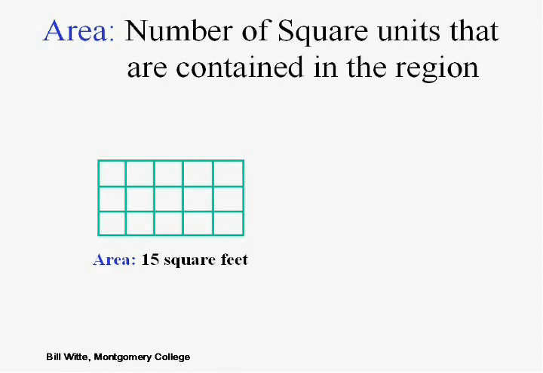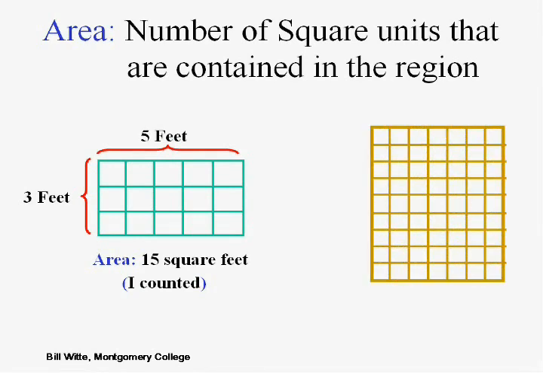Now how did I get that? Well, I just counted. It was 15. I count 1, 2, 3, 4, 5, 6, 7, 8, 9, 10, 11, 12, 13, 14, 15. But if you measure the width and the length of a rectangle, now this only works for a rectangle, hopefully you see there's a relationship between the width and the length and the area.